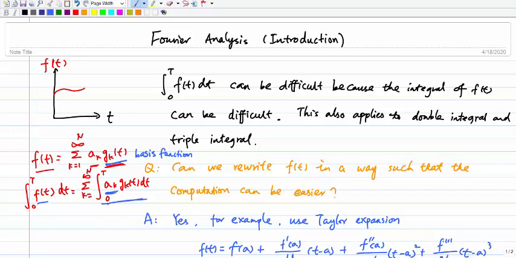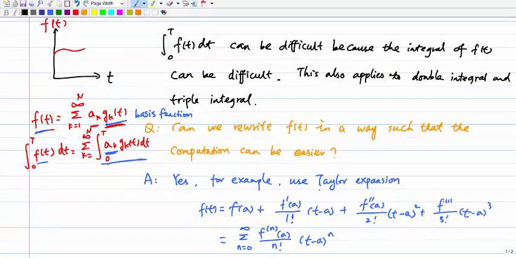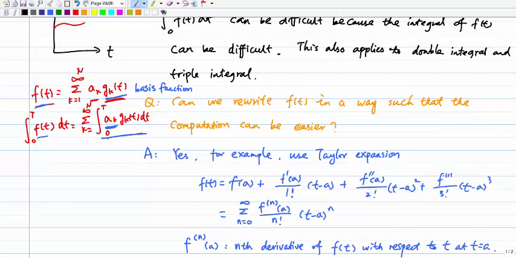People try to look at how to write the function f(t) in this form, which means a summation of the basis functions with different coefficients or different weights. As a matter of fact, people have thought about how to do this. One typical approach is to use a Taylor expansion. Taylor expansion is one way we can write f(t) in a different way. If you don't know it, you can check Wikipedia or any online resources to find out what the Taylor expansion is.